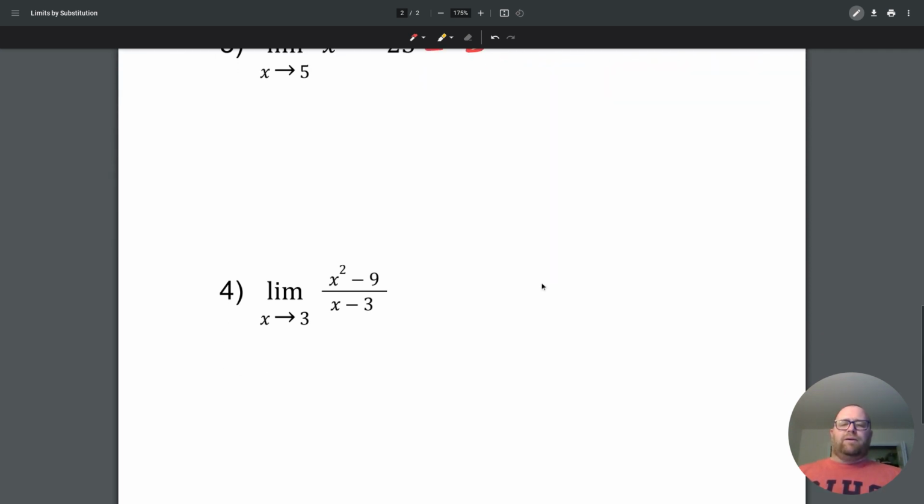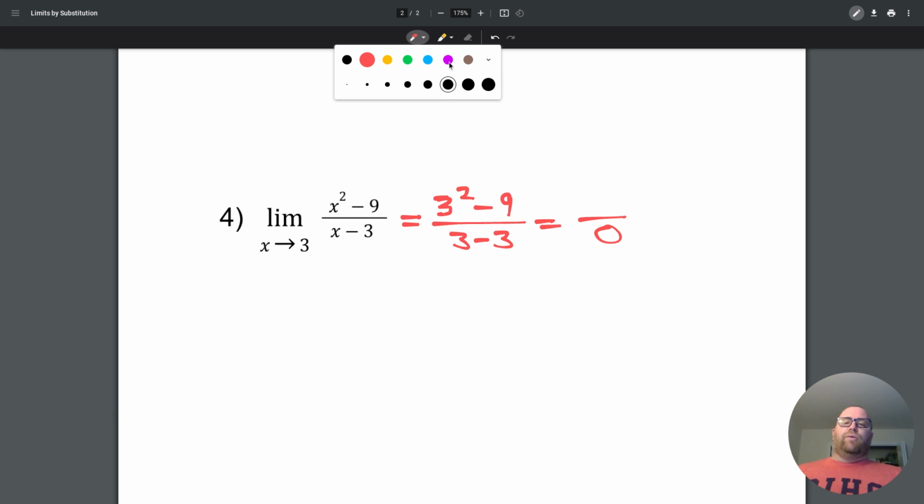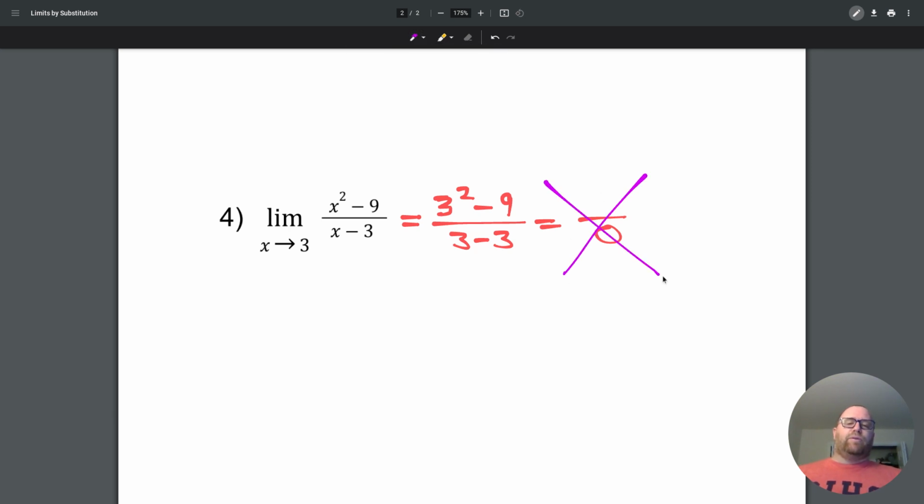Okay, this last one here is a little different. So we have the limit as x approaches 3 of x squared minus 9 over x minus 3. So if we tried to plug in, let's say we said, okay, this is equal to 3 squared minus 9 over 3 minus 3. Well, we're getting to a bad situation here because we have 0 in the denominator, and actually we'll end up with 0 in the numerator, which isn't necessarily bad, but 0 in the denominator is definitely bad. So in this case, this is a no-go. We can't use substitution to evaluate this.